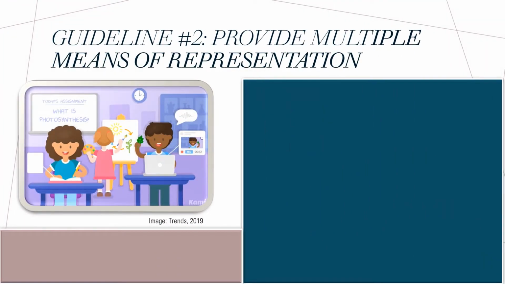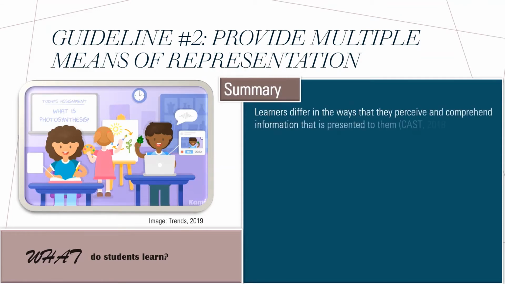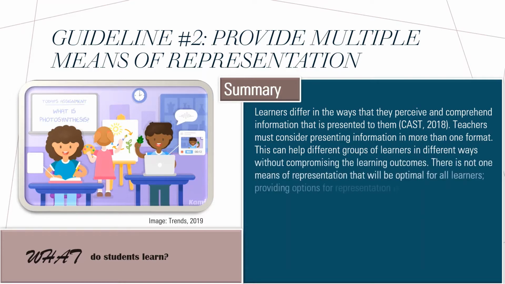Guideline number 2 is to provide multiple means of representation. This is the what of learning. Learners differ in the ways that they perceive and comprehend information that is presented to them. Teachers must consider presenting information in more than one format. This can help different groups of learners in different ways without compromising the learning outcomes. There is not one means of representation that will be optimal for all learners. Providing options for representation is essential.